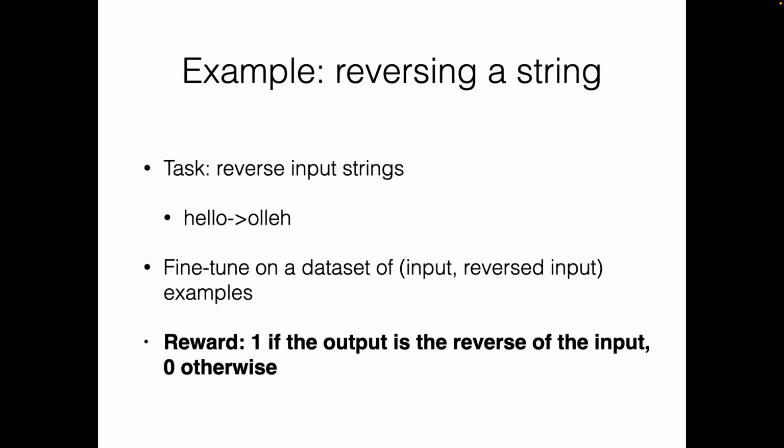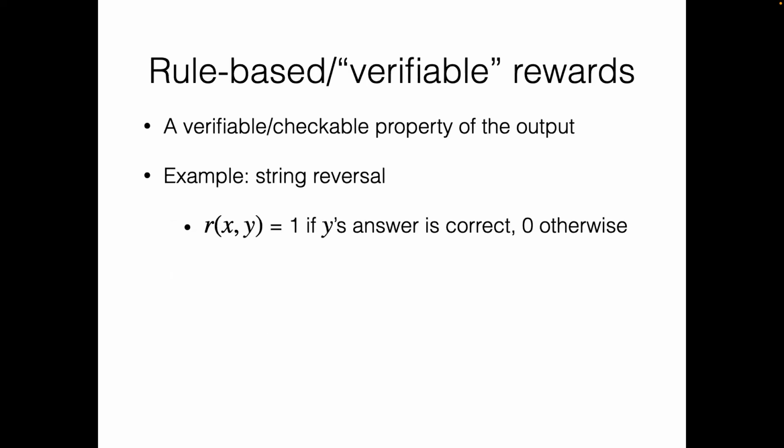So the next decision is the reward. And so here the reward will be pretty simple. Basically, we check whether the generated string is the reverse of the input string. And so you can do this, and it's a kind of exact reward, and we could just write a program that does that.